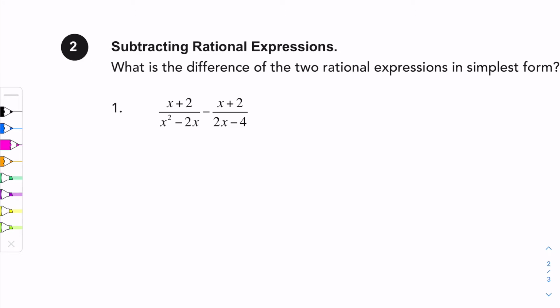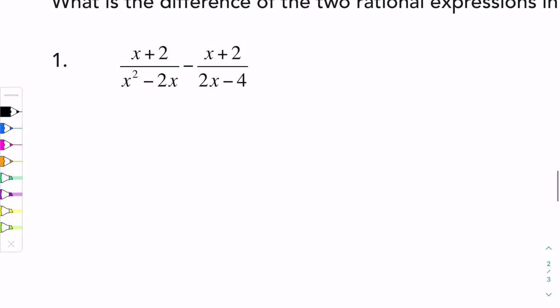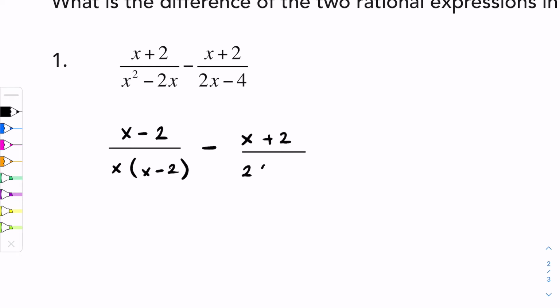The next example is subtracting rational expressions, which is the same process, but now you just are subtracting your numerators instead of adding them. Just like the previous problem, the first step is to factor our denominators. My first denominator factors to x times x minus 2. So there's a GCF of x. My second fraction is x plus 2 divided by 2 times x minus 2. So I can easily see that both denominators have a factor of x minus 2.